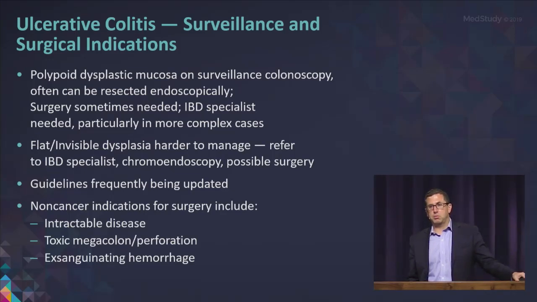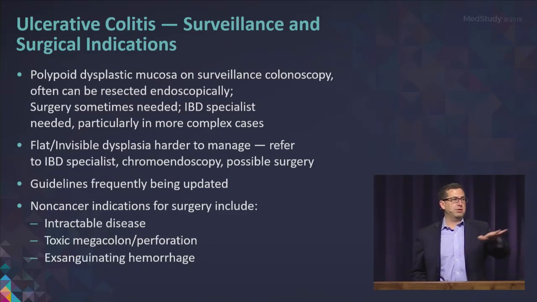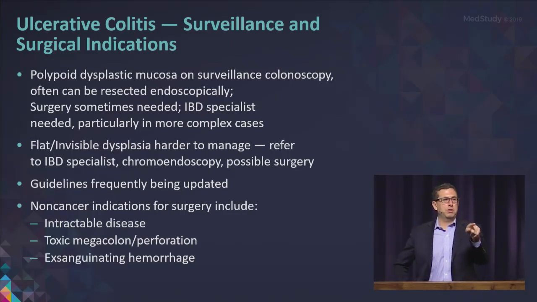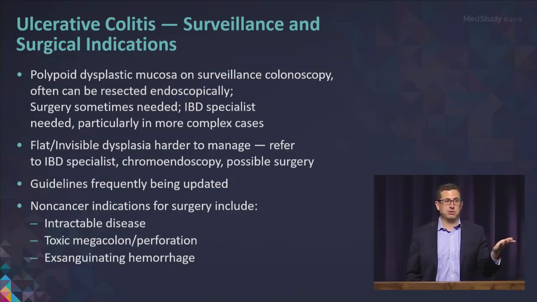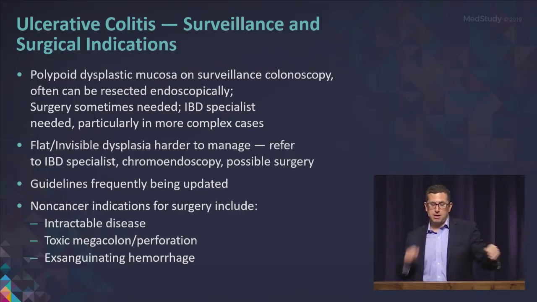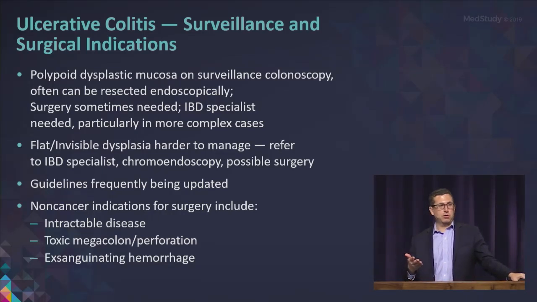A lot of times these patients will be referred to an IBD specialist. Of concern is something called flat or invisible dysplasia. So when you do surveillance, you're not only looking for gross abnormalities to the naked eye, but you're also taking random biopsies in normal appearing mucosa. And if you get dysplasia in one of these random biopsies, that could be more difficult to manage because you may not know exactly where it is. And sometimes those patients may need surgery, particularly after they've seen an IBD specialist. Sometimes they have to undergo chromoendoscopy, which is where you kind of stain the colonic mucosa to try and see if you can actually see a specific lesion.